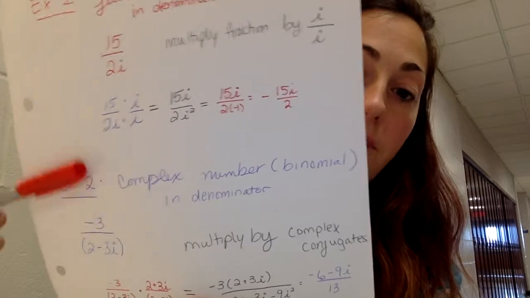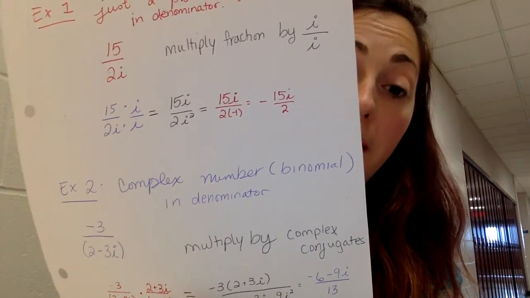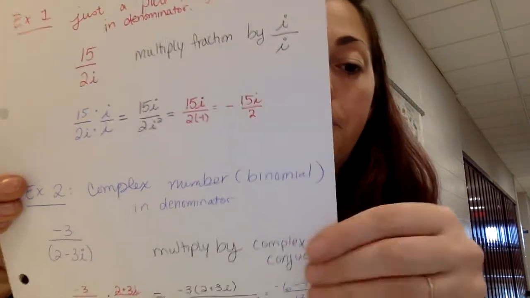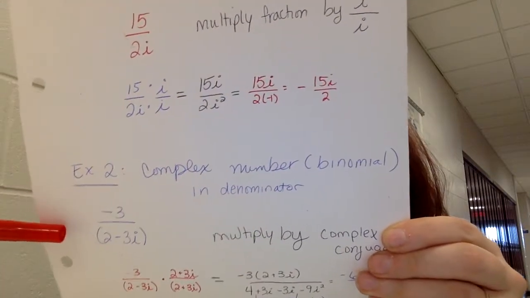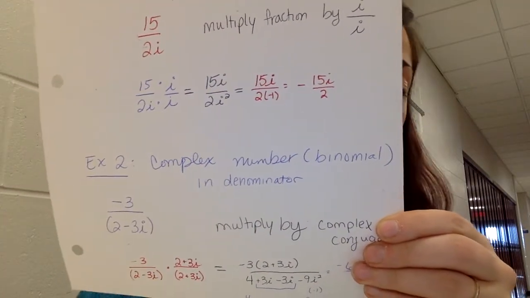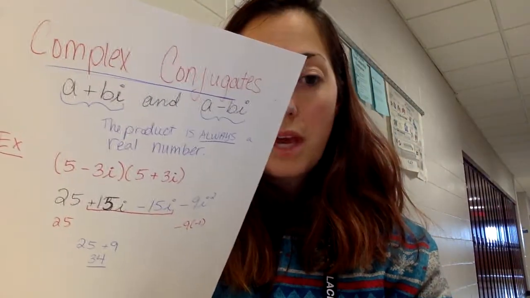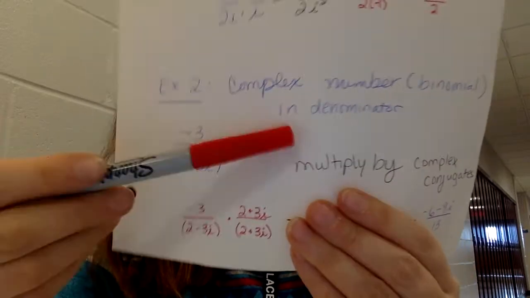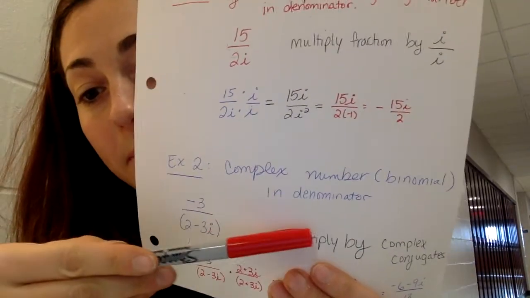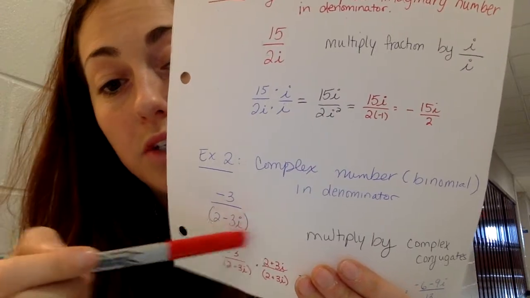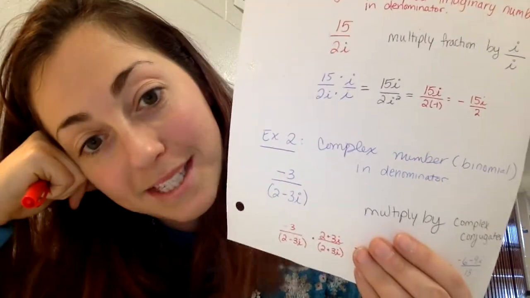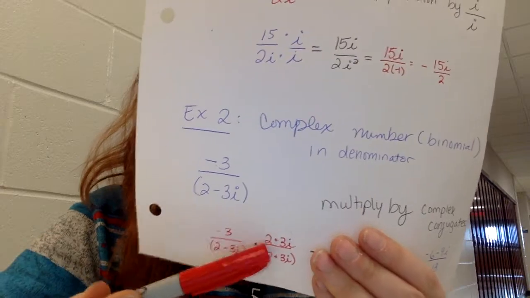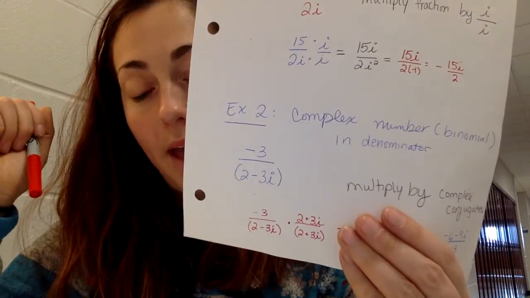So let's say we have a complex number like a binomial in the denominator. For example, negative 3 over 2 minus 3i. So that's why I taught you this complex conjugate, so that you could use that rule so you can deal, because otherwise there's no way to deal with this. So what we do is we multiply, reading right here, by the complex conjugate. So this 2 minus 3i, what's the same but opposite, right? So we're multiplying by 2 plus 3i in both the top and the bottom.